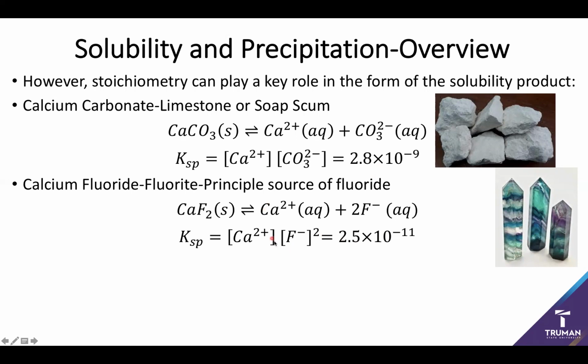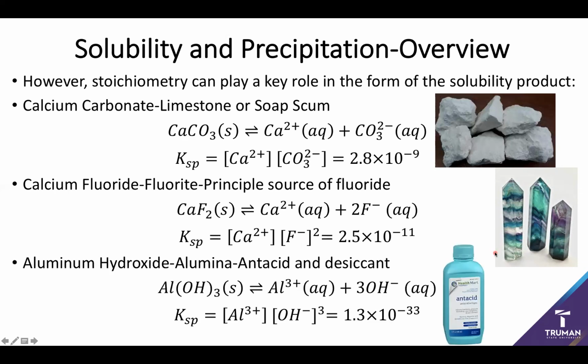Both have the calcium concentration, but because fluorite produces 2 fluoride ions, it will have a squared fluoride concentration, which, as we'll see later, will really enhance or change the amount of ambient fluoride present in the water. Because while limestone is considered fairly insoluble, fluoride is considered much more soluble, though still registered as an insoluble species.